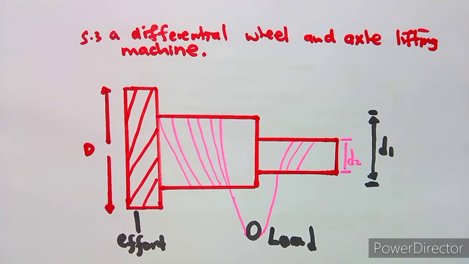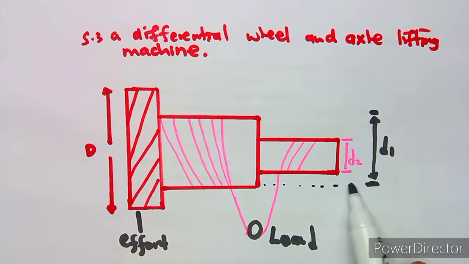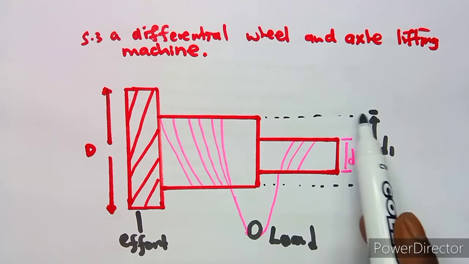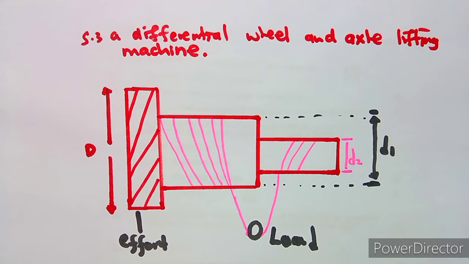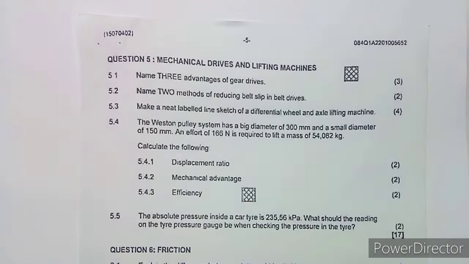So you're supposed to make proper dimensions and proper diameters to say this one, it corresponds to this. Okay, that's our D1, our D2, then the major diameter like that, and effort and the load just like that. So that's what we had.